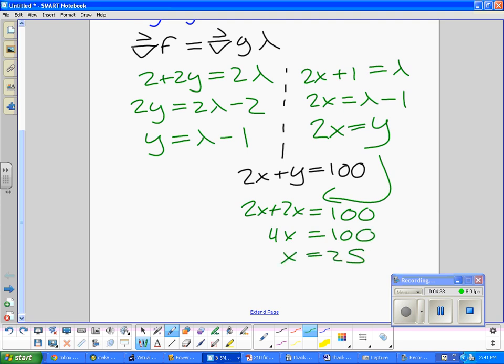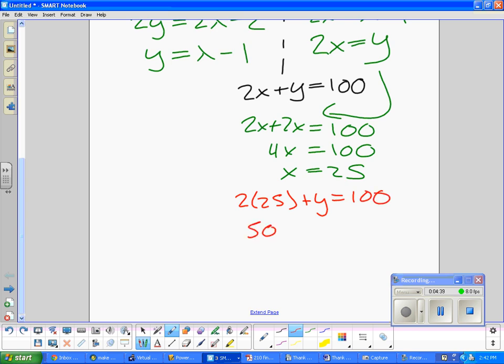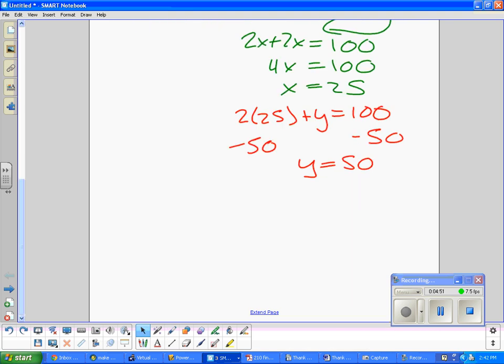Now, if we plug this value back into our constraint function, we'll get the y-coordinate. So 2 times 25 plus y equals 100. 2 times 25 is 50. We subtract 50 from both sides and get y equals 50. And so this is a critical point: 25, 50.